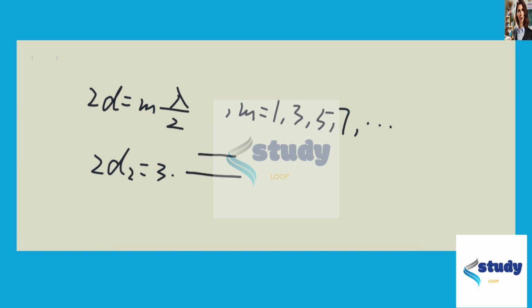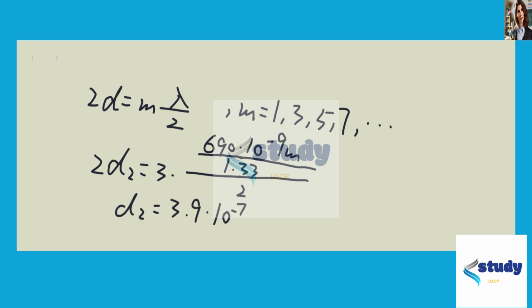It's lambda 0 over n1, which is 690 times 10 to the negative 9 meter, divided by 1.33 and divided by 2. That gives us about 3.9 times 10 to the negative 7 meter, which is 390 nanometers. The conversion between meter and nanometer is 1 meter is 10 to the power of 9 nanometers.